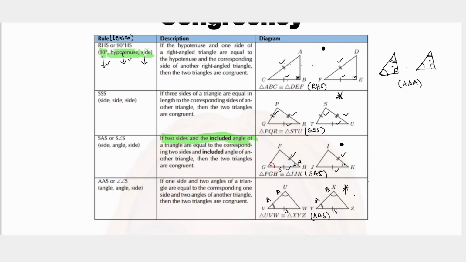We can only use right angle, hypotenuse and side when you have proved that the hypotenuses are equal to each other, the right angles, which is the 90 degrees, are equal to each other, and an extra side. Just remember that that's the only time you can write that reason. I hope that made sense. So that's the end of triangles.